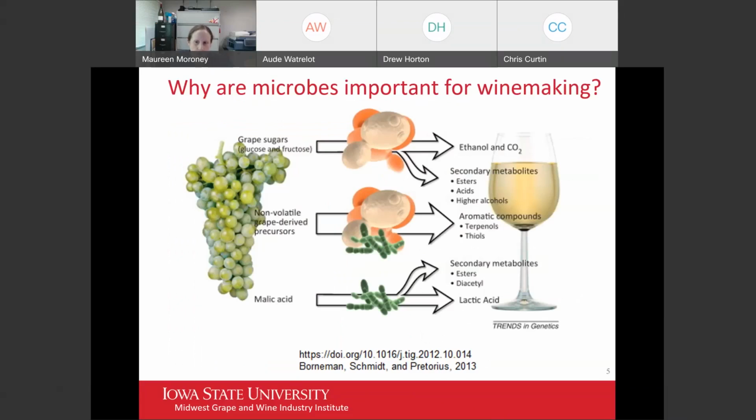So why are microbes important for winemaking? Probably the biggest reason is that we can't have wine at all without them. Some of the major components, things like alcohol and lactic acid, are produced by microbes. But additionally, there are all types of other metabolites that are important, things related to aromatic compounds and other secondary metabolites. So yes, why are they important? Well, because they make the wine, right? They make the wine what it is.